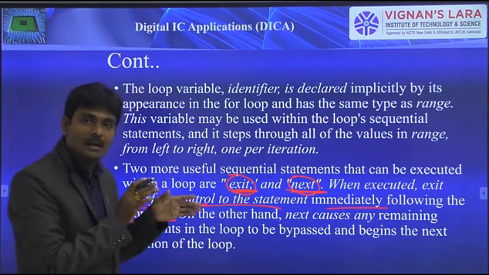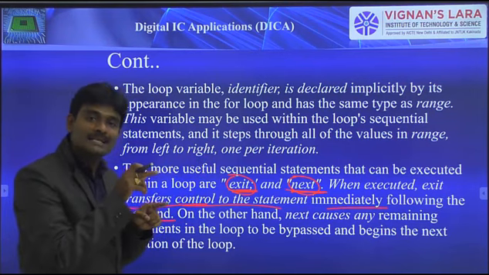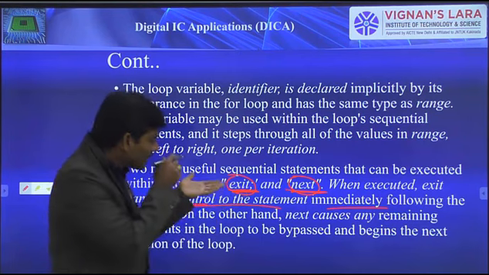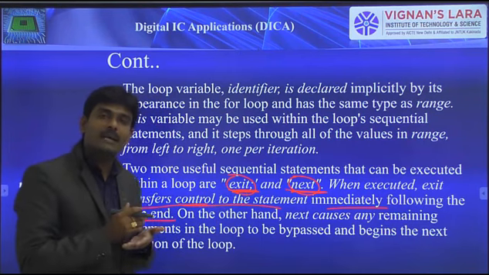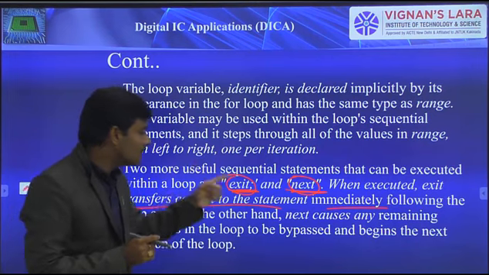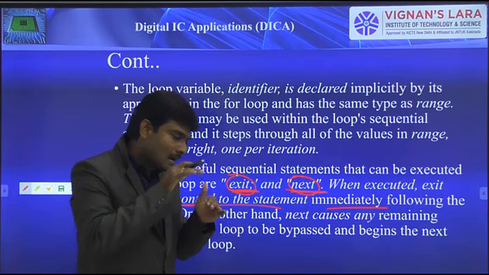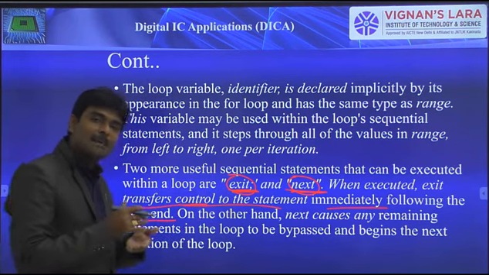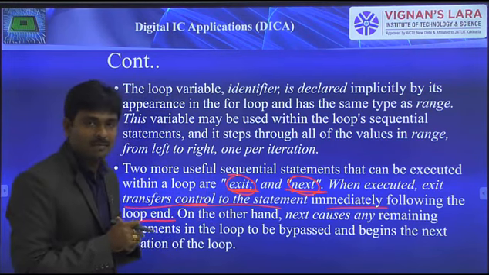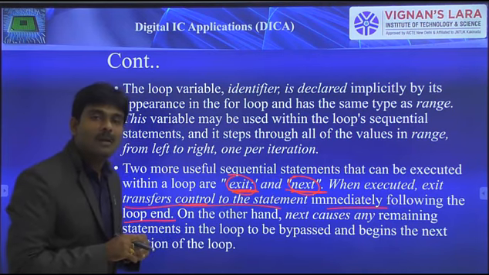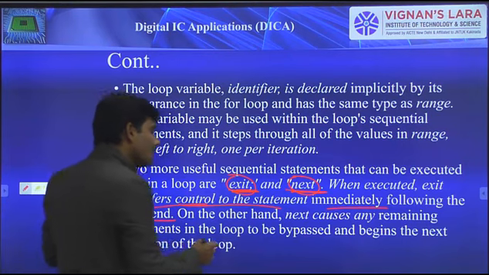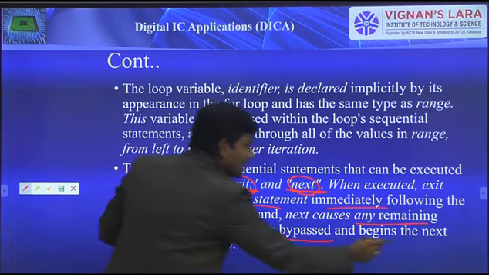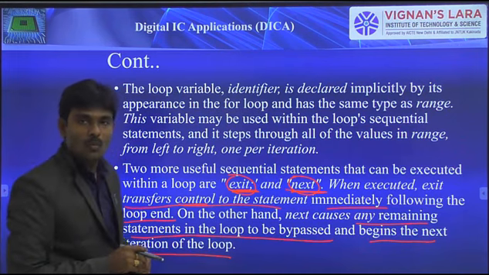It only terminates that particular iteration and moves to the next iteration. But coming to exit, it closes that particular loop, and control goes to the next statement mentioned immediately after the end loop. Next only terminates that iteration and starts the next iteration by bypassing the remaining statements present in it, but it does not terminate the loop statement. So next causes any remaining statements in the loop to be bypassed and begins the next iteration of the loop.